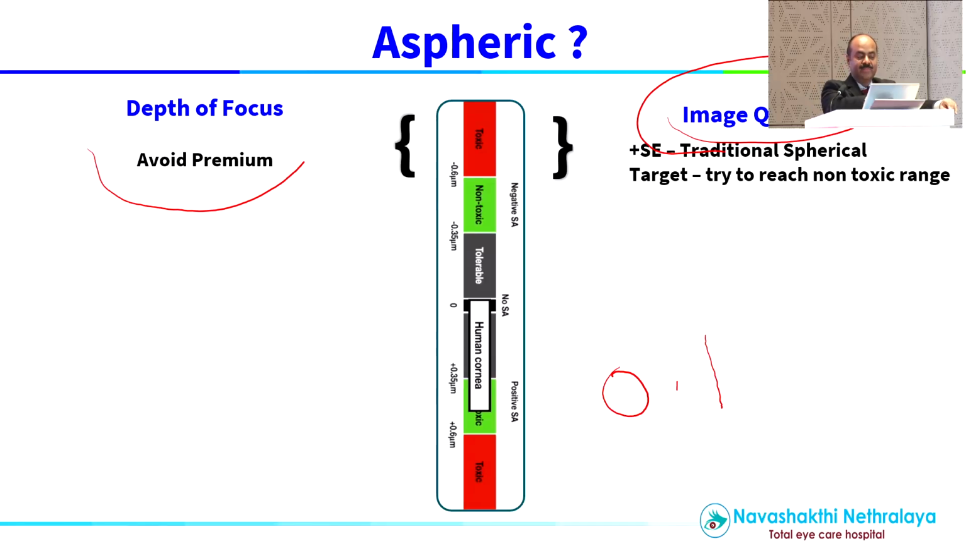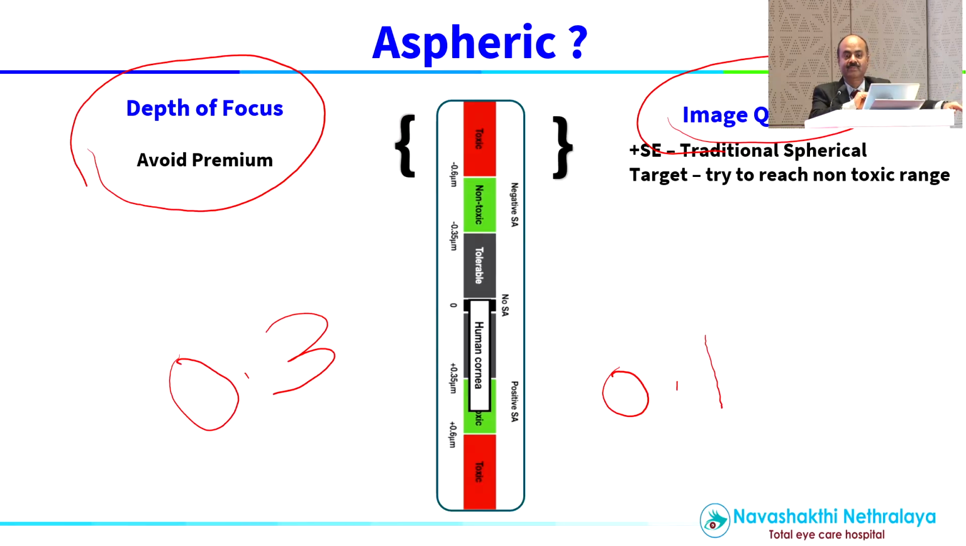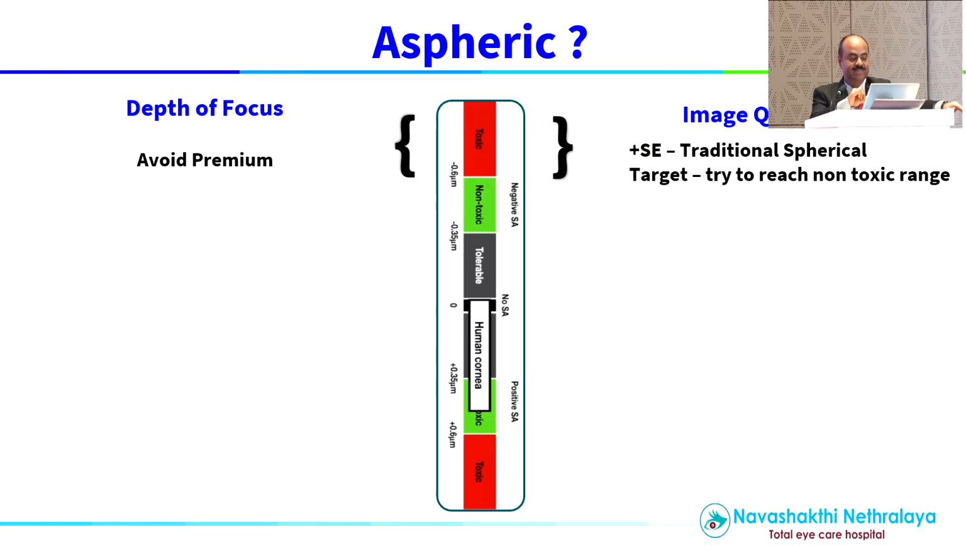Now, if it is depth of focus you are looking at, it's a poor patient who cannot afford it, even with monofocal, you can give some kind of depth to this patient. This is what all these enhanced monofocals are doing. So look at the value of final 0.3. So how do we calculate this?